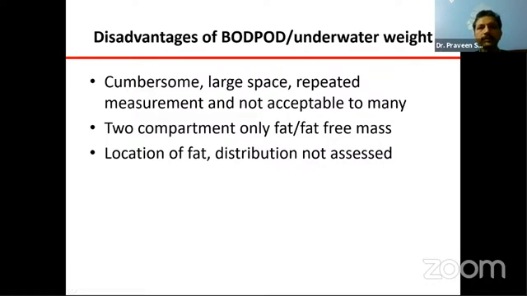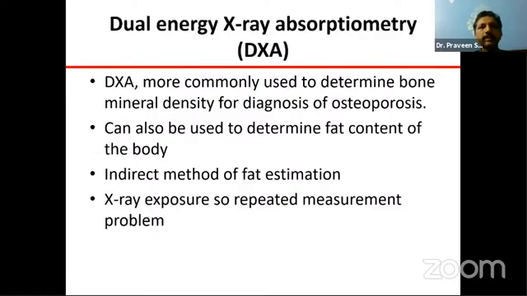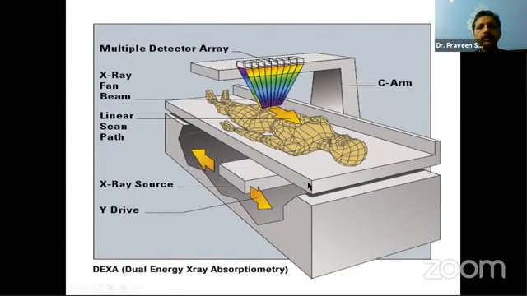So we have some more sophisticated methods, which is the DEXA. It is based on the principle of giving two X-rays of different energies to the body, and normally we use DEXA for the bone, but it can also be used for the assessment of fat in the whole body. It is also an indirect method of fat estimation, and X-ray exposure is required, so repeated measurement is a problem for this method. This is how the DEXA machine looks.